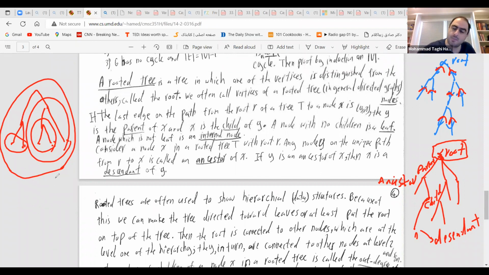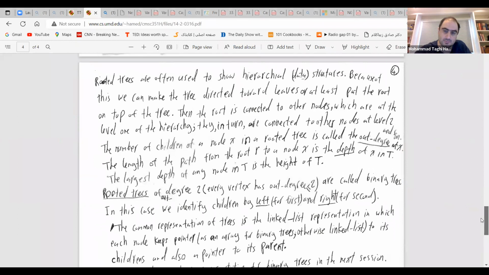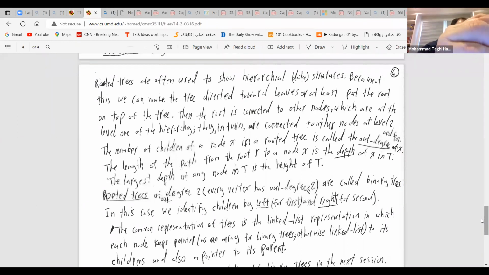By the way, these guys that don't have any children are called the leaves. This guy is called the root, and these other guys are called inside vertices. So the vertex which is not a leaf and not a root is an inside vertex. A root is also an inside vertex. Any questions so far? Good.